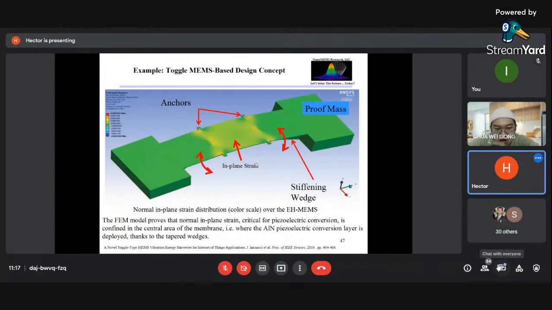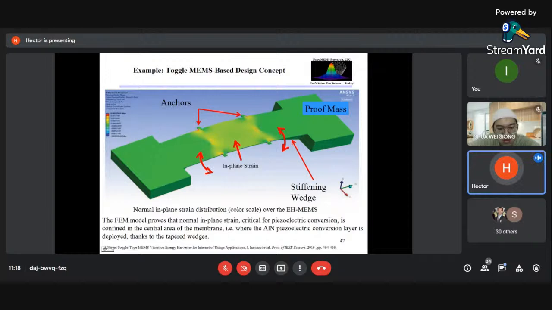All right, thank you. Okay, so the example I will present for energy harvesting is the NanoMEMS-based design concept. It basically has a beam or a membrane that is anchored at four points, in which a piezoelectric material, namely aluminum nitride, has been deposited. The beam is loaded by proof masses at the extremes, like here and here, so that when the beam is subjected to vibrations, it will move up and down.